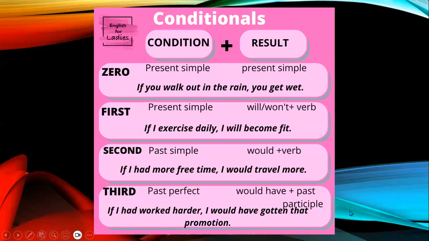Okay, so today we are going to continue with the second conditional. If I had more free time, I would travel more, right? So this one is the second conditional. And also here you have a third conditional, that is the past perfect, had, and the past participle, and would have in the past participle as well, right? If I had worked hard, I would have gotten that promotion. So we're going to focus on this part because in the manual you have these sentences: would have or should have or could have plus the past participle, right?